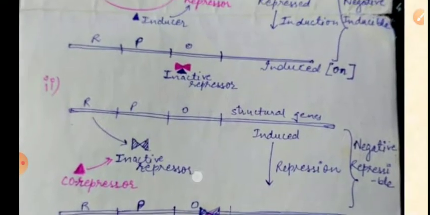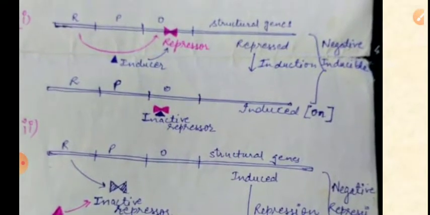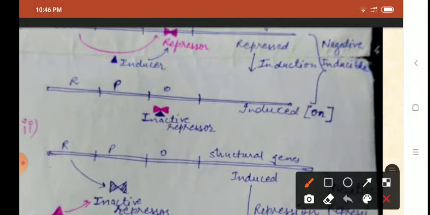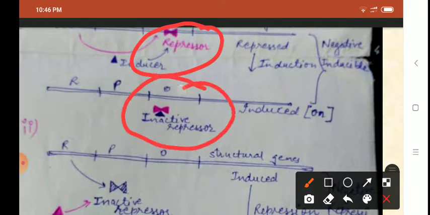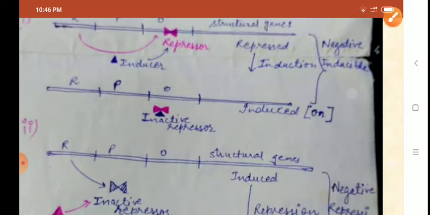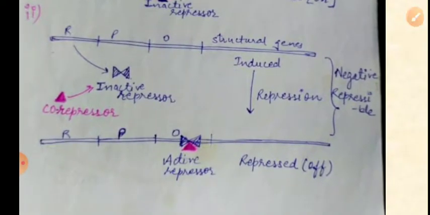Okay, so you can look at this diagram. The regulator gene has synthesized an active repressor protein which binds the operator, blocks it, and the system is repressed. No protein synthesis. As soon as the inducer becomes available, the inducer inactivates the repressor, and hence the system is induced. That means the lac operon is switched on. So here we can see that the repressor has bound and the system is off, and the inducer inactivates the repressor and the system becomes on.